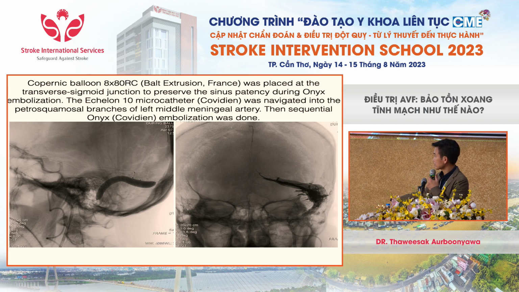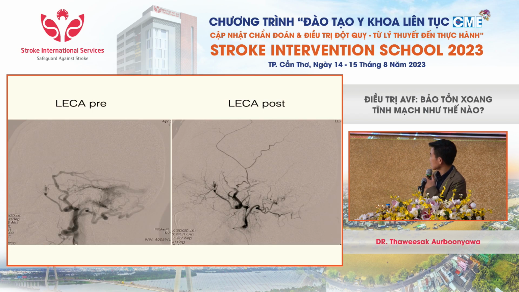For the transarterial side, I couldn't remember exactly, I used the Echelon 10, which is DMSO compatible, and then I injected the Onyx. This is the comparison between pre and post procedure.